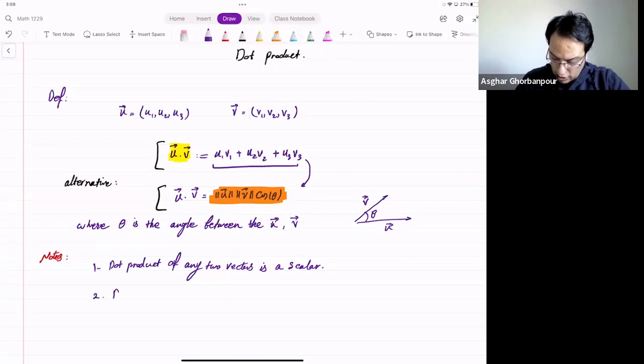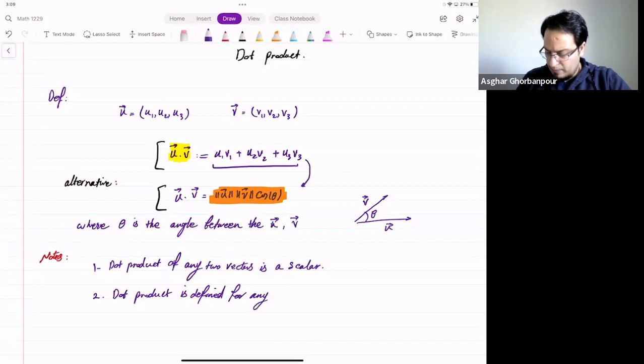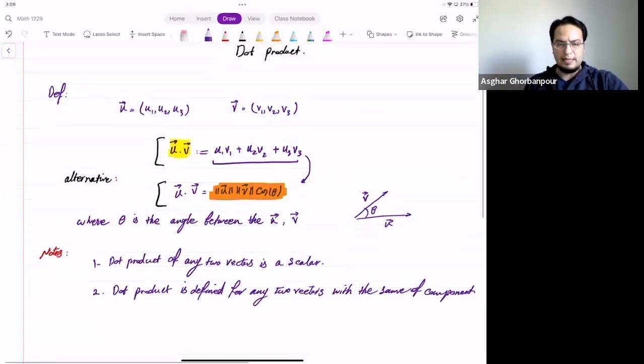So this dot product is defined for any two vectors with the same number of components. And it works like that.